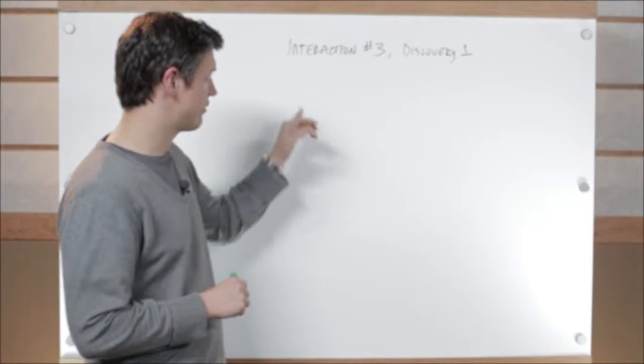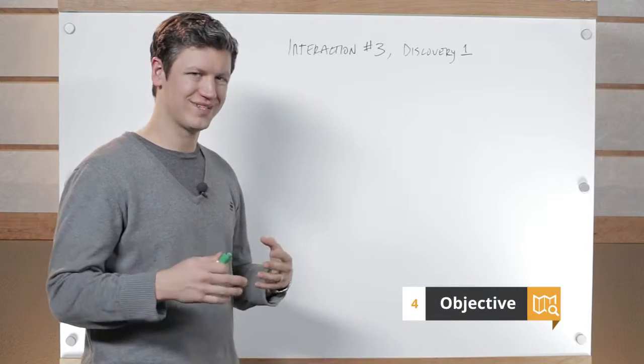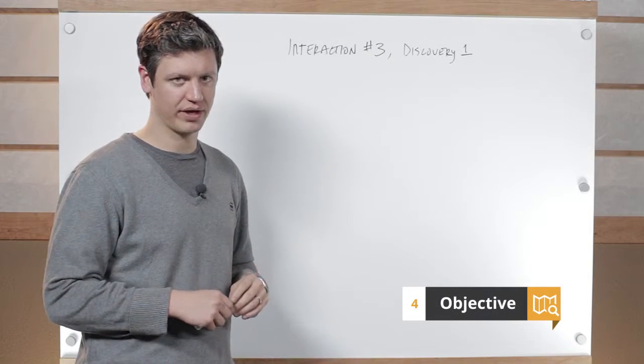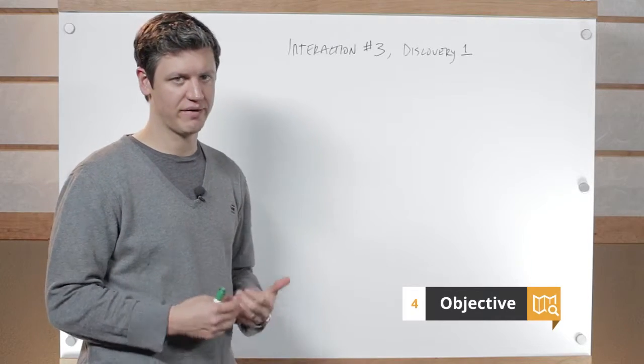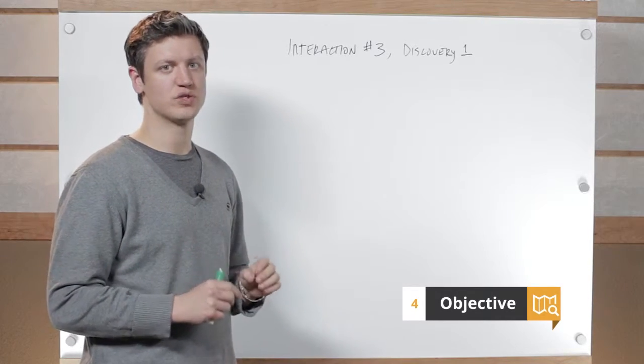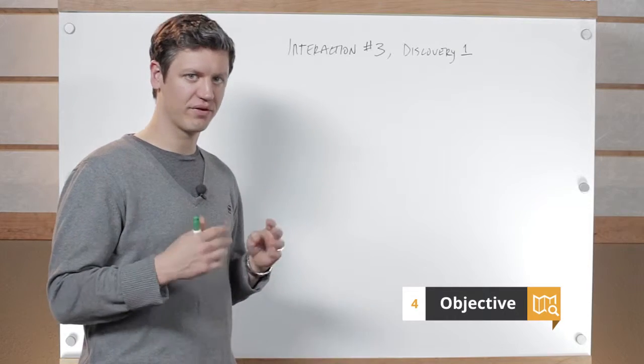Now let's get into interaction number 3, or our first discovery meeting that we're going to have with a customer. First, what I want to do is review our basic objective of this meeting, and then we're going to get into a specific agenda that you'll have for this meeting.